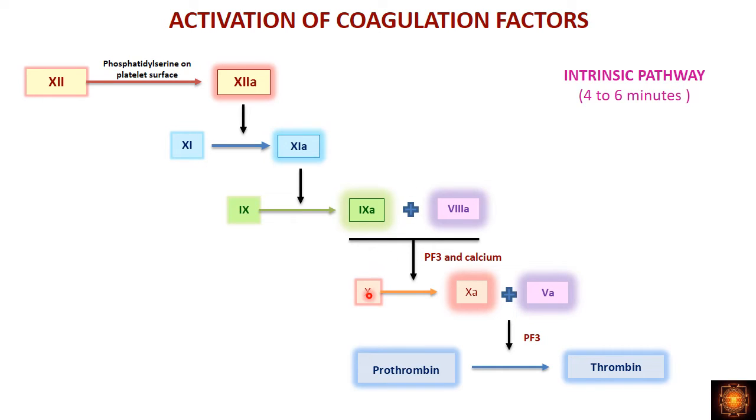Here factor 10 will be converted into the activated form, 10A, and along with factor 5A and platelet factor 3, it will act on the prothrombin, converting it into thrombin. Now this entire thing is the intrinsic pathway, because all these factors are present within the circulation, but in inactive form. They are activated, and then we have the end product as thrombin. Hence this is called the intrinsic pathway, and it takes about 4 to 6 minutes to complete.